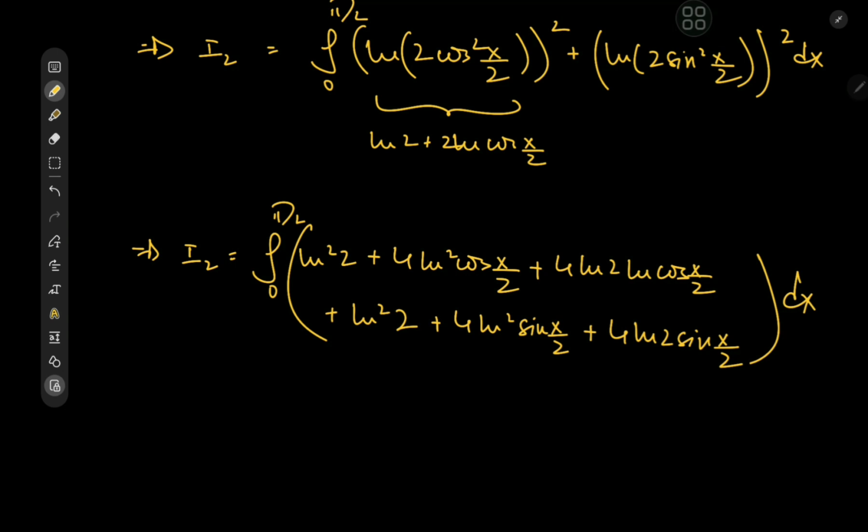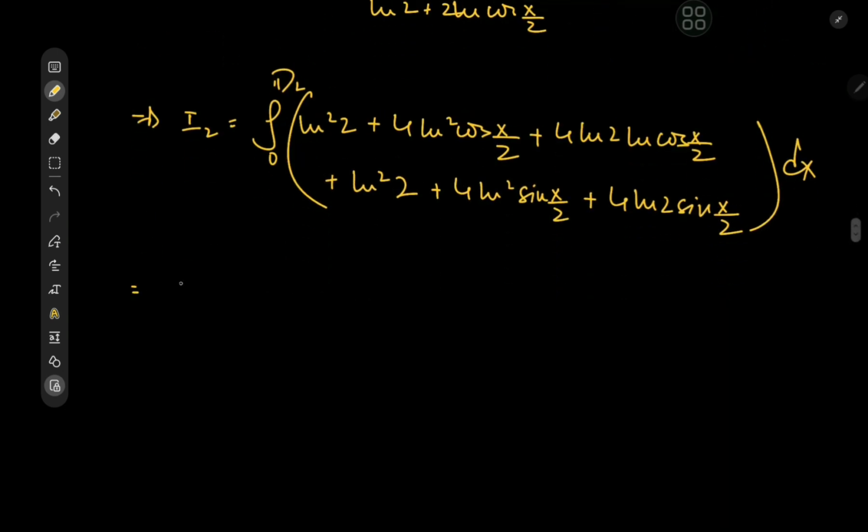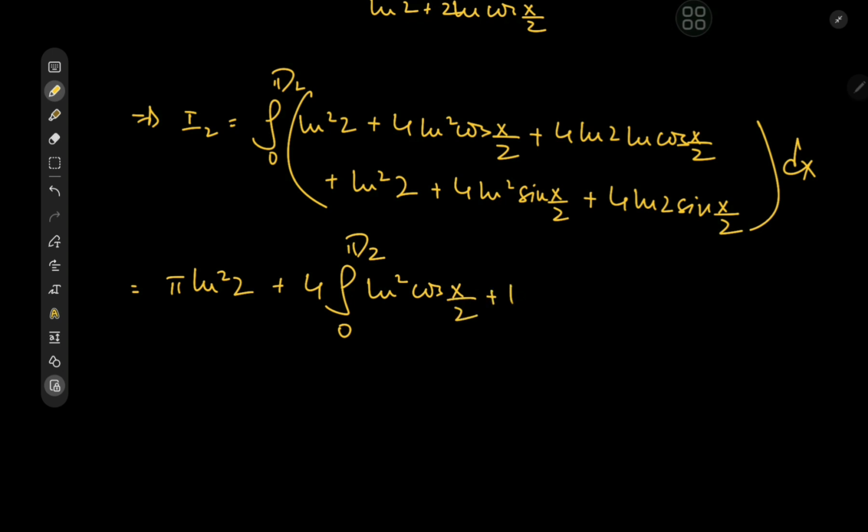Now let's try clubbing up some like terms. So we have twice the integral from 0 to pi by 2 of log square 2 dx, which is of course going to be equal to log square 2 times the length of the interval, which is pi by 2. We have some nice cancellation taking place. In other words, finally we have pi times log square 2. Then we have 4 times the integral from 0 to pi by 2 of log square cosine x by 2 plus log square sine x by 2.